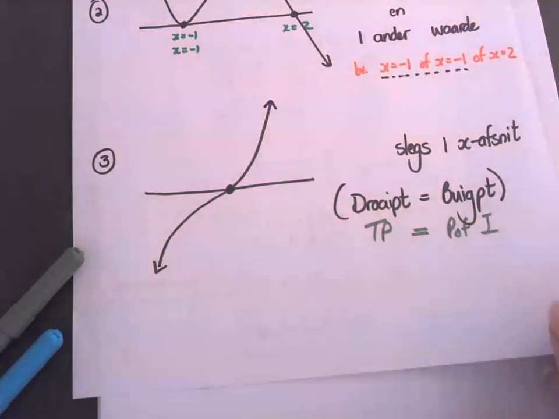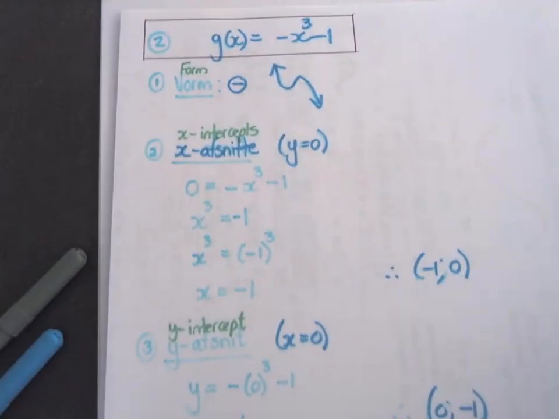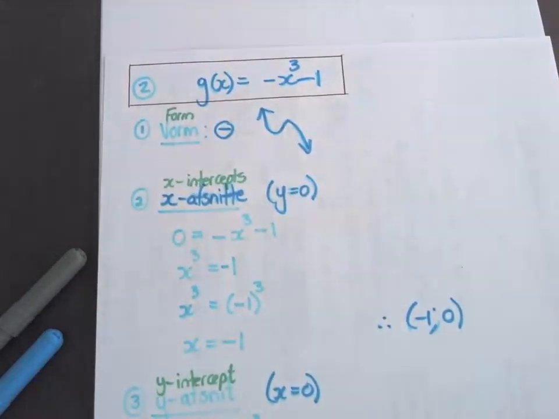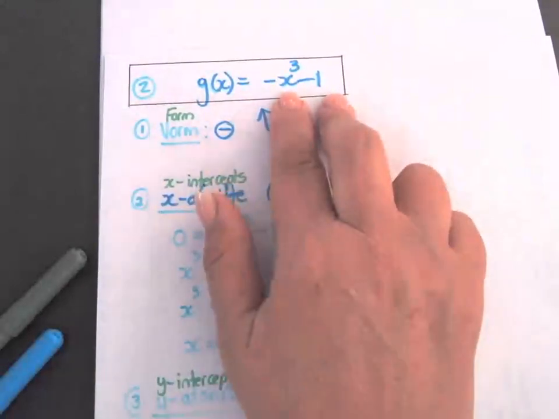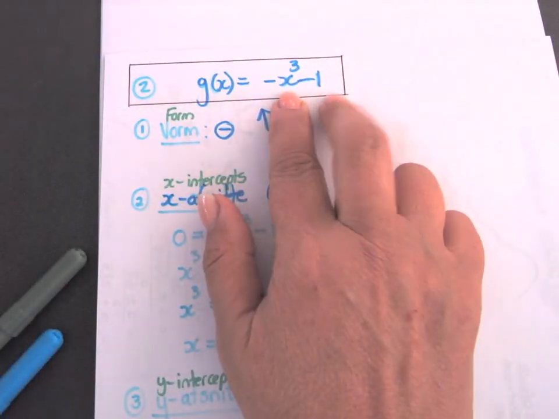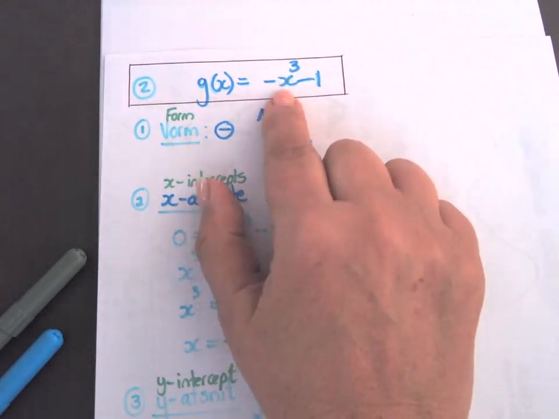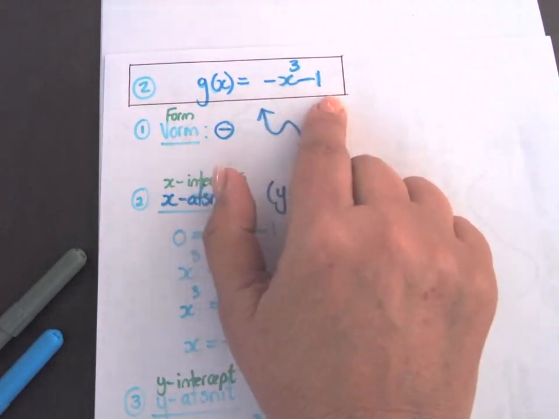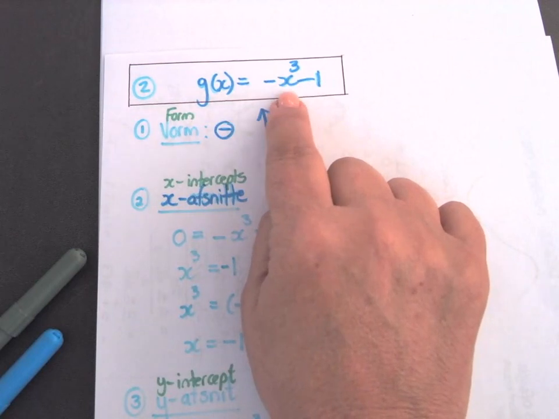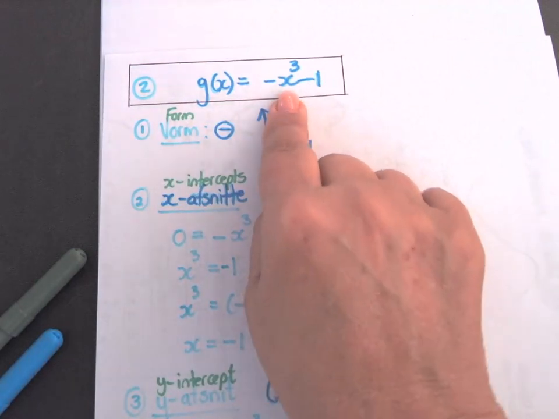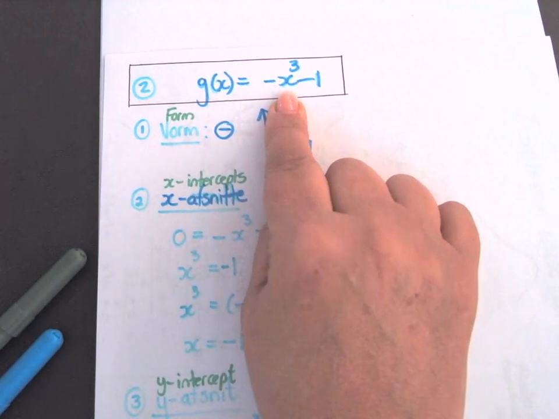Alright, time is running out, so I'm going to just show you example 2. Example 2 only has 2 terms. One is a cubic x and one is a constant. So this should give you warning lights. This is not a normal cubic function. The graph will look somewhat different.